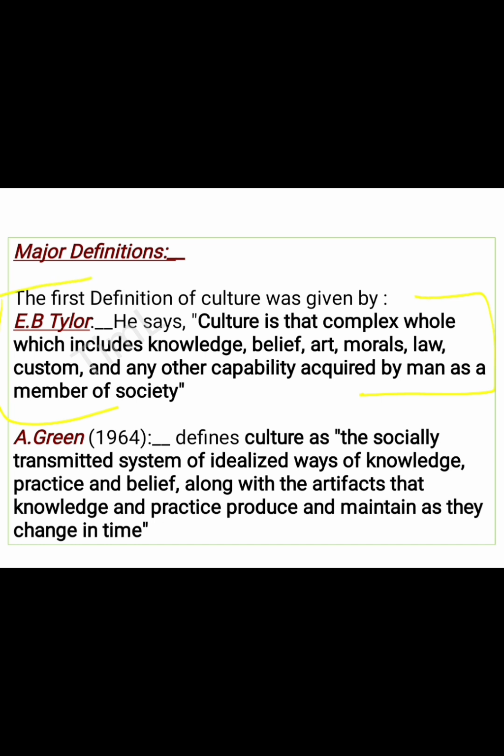Let's see what Green says. Green says culture is the socially transmitted system of idealized ways of knowledge, practice, and belief, along with the artifacts that knowledge and practice produce and maintain as they change in time. Okay, so remember this. Let's see the next thinker.